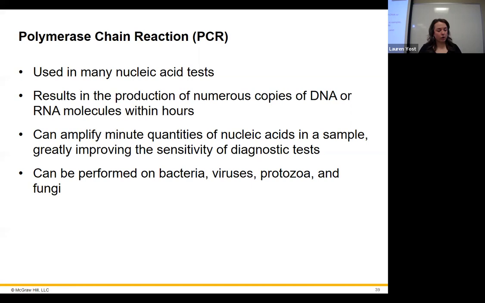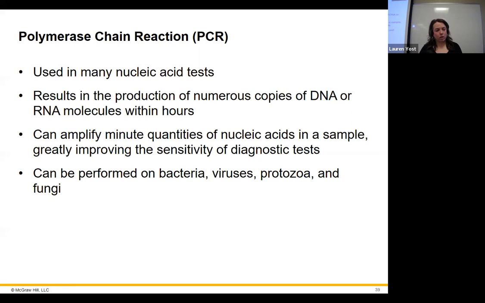You need to have a specific target in mind, so testing for one type of pathogen. There are tests apparently that are available that can test for more than one at one time, but it's not usually going to be able to delineate between them. So that's the unfortunate thing.